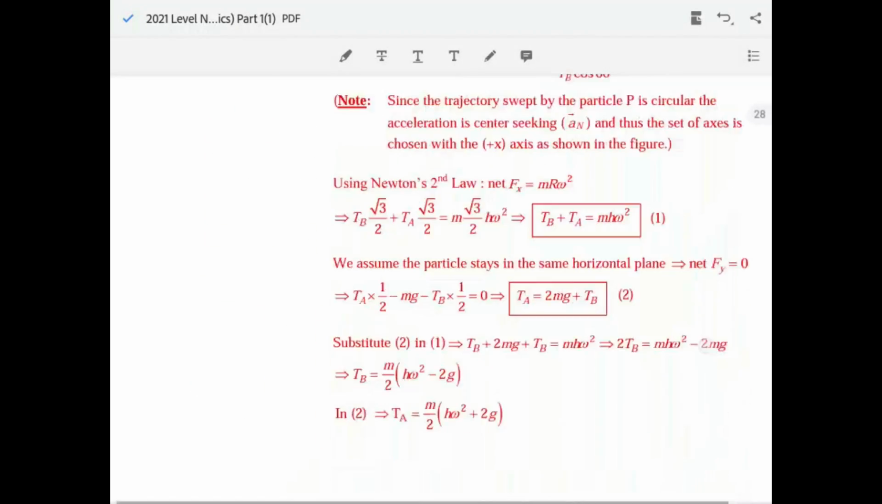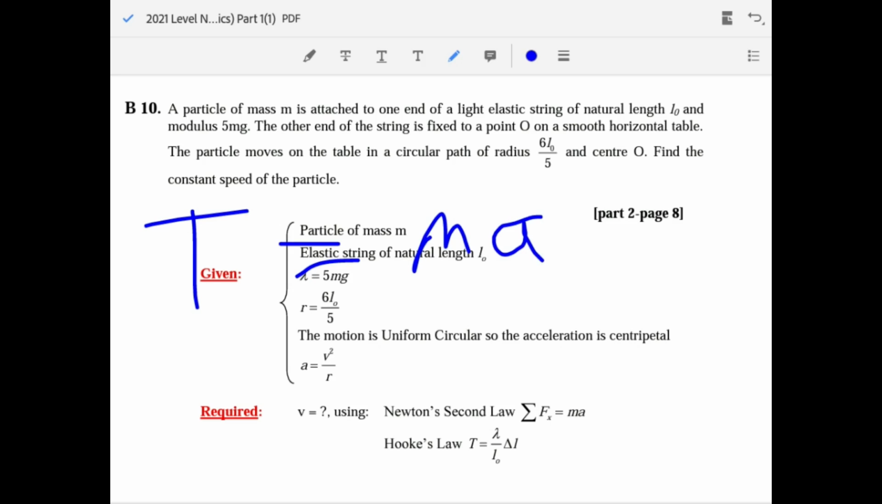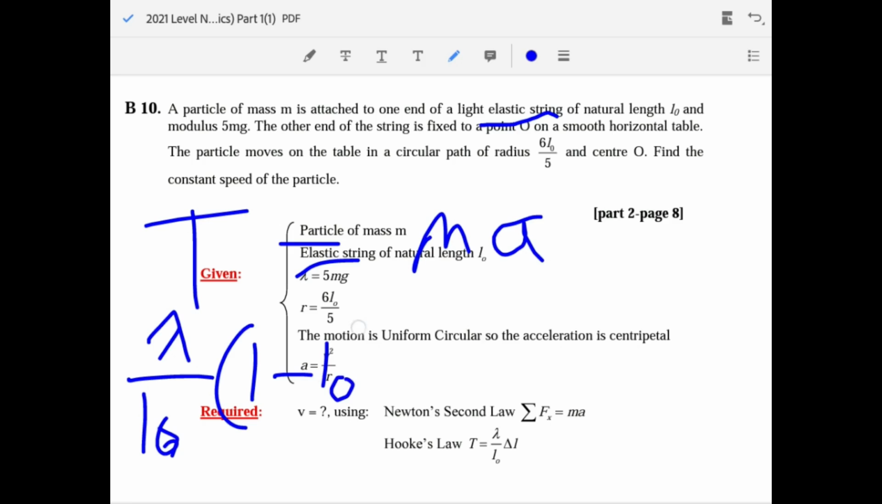Next one. 10. Particle M is attached to a light elastic string. The other end is fixed, and it moves in a circle. Just a typical question, not like the other one. So, tension is equal to MA. But the string is elastic, so you need another formula. It's modulus over L0 into L minus L0 equals M, and then A is centripetal, so it will be omega squared R or V squared over R.